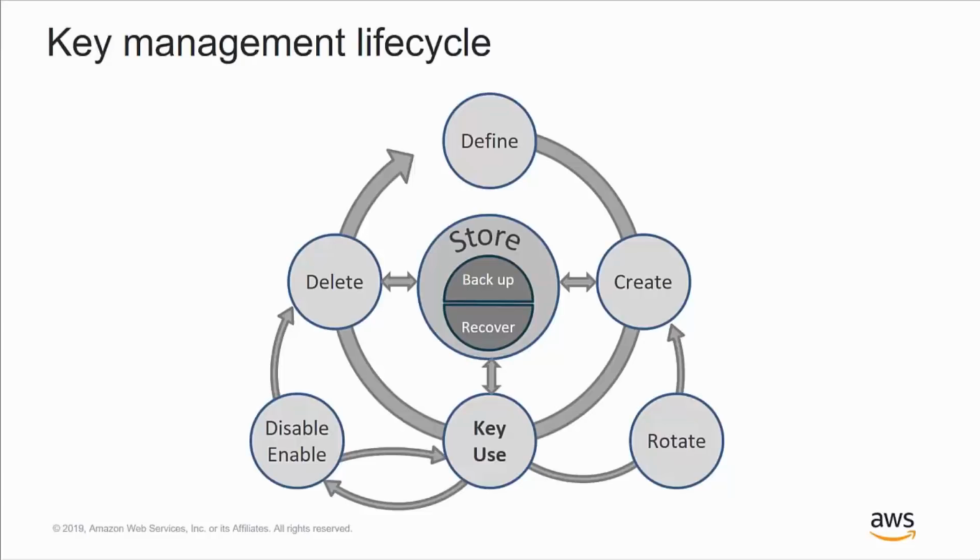The material might actually change. You'll use that key ultimately to do something, encrypt, decrypt in this case. Then you'll ultimately delete the key, make it useless and destroy it. Obviously, through all of that, you're storing the key, you're backing the key up, and at some point you might need to recover that key. Periodically, you might choose to rotate that key by regenerating new key material, and you might choose to disable and re-enable that key. You might choose to disable as a precursor to deleting a key.